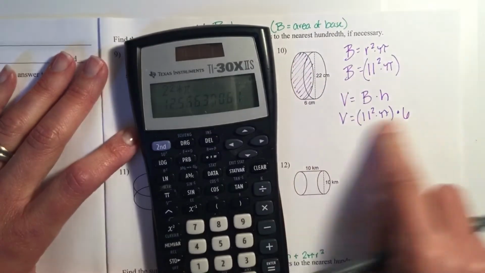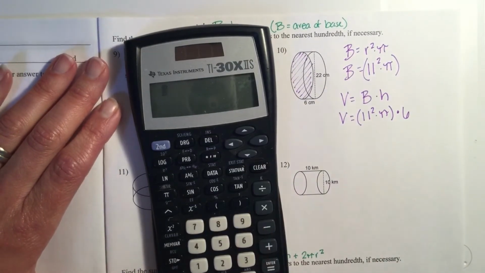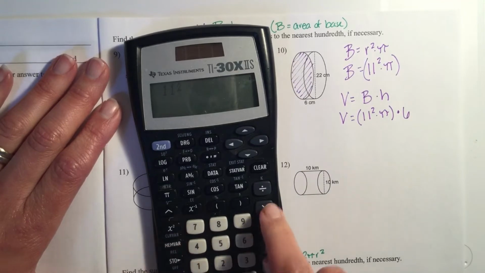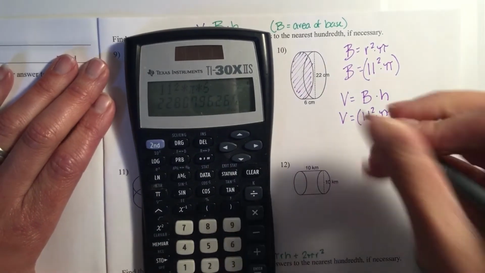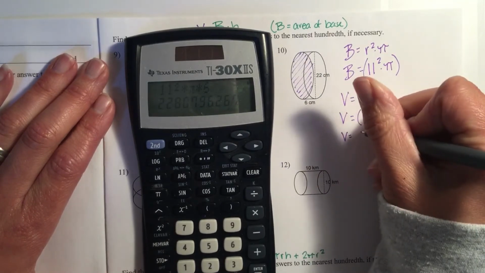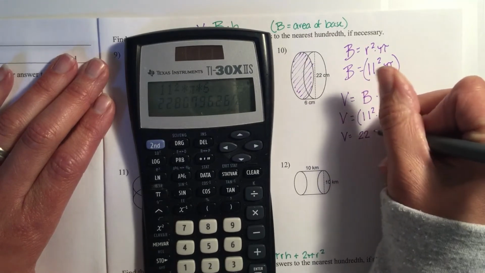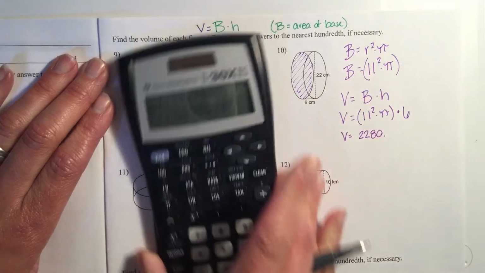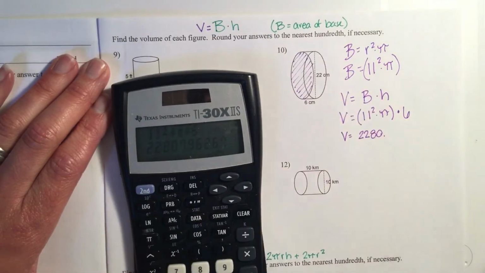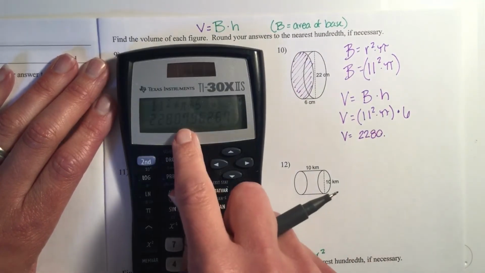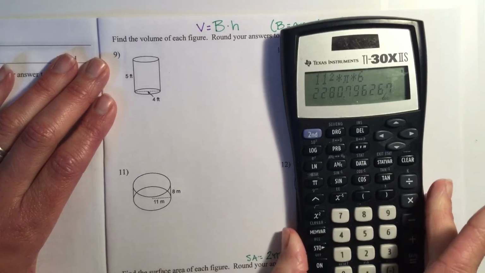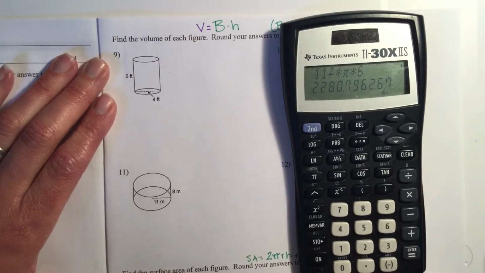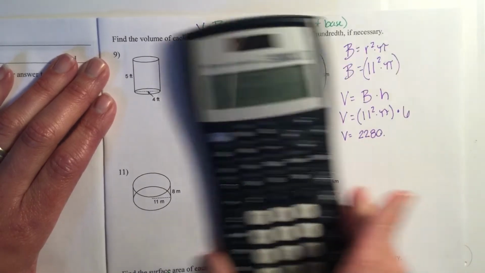So then, once I have this, I can put that all into my calculator. 11 squared times pi times 6. So my volume equals 2,280 point. Now this says to the nearest hundredth. So this would be 79. I don't know if you guys can see that. 79, but the 6 makes the 79 go up to an 80.